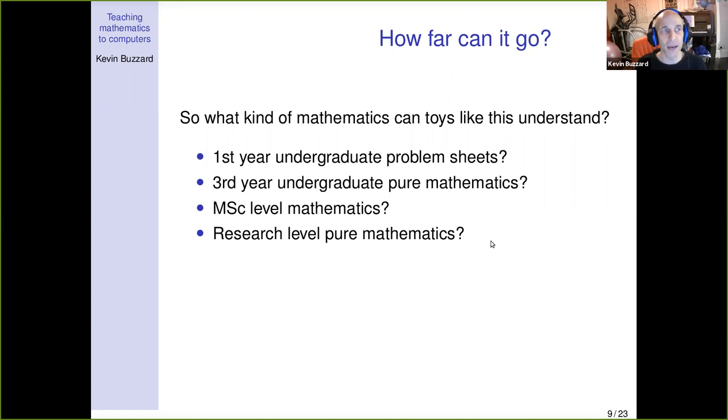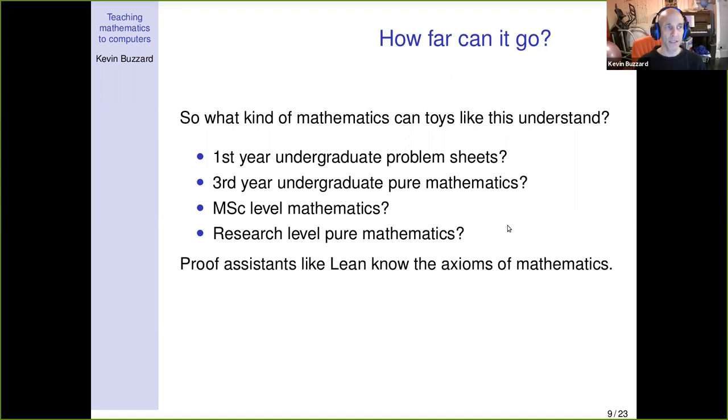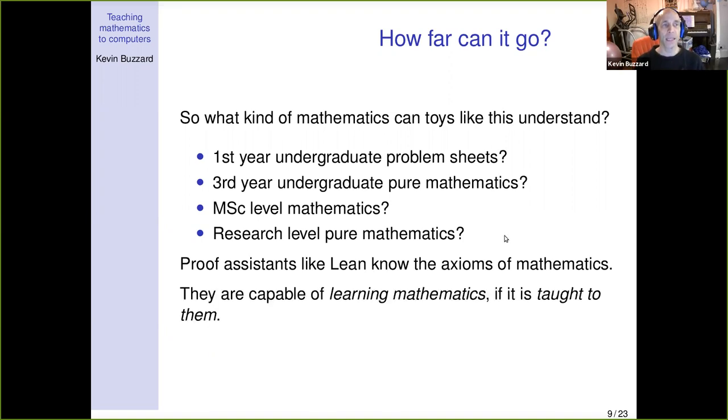What can these systems do now? Because they certainly know the axioms. This problem was solved 50 years ago. 50 years ago, we had basic systems that knew the axioms of mathematics. And they're also capable of learning mathematics. We can develop libraries so they can learn mathematics if we teach it to them. When will they start being able to figure out mathematics by themselves?